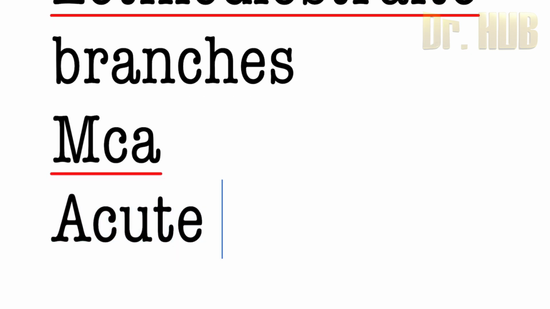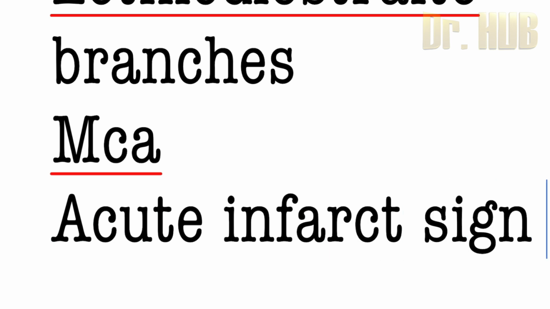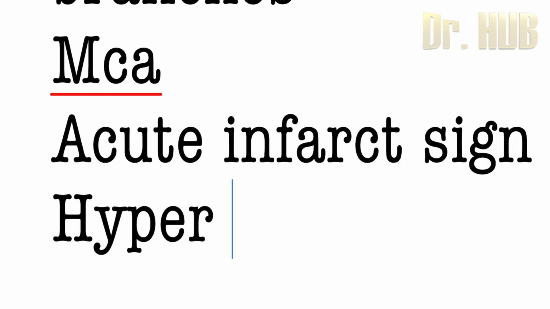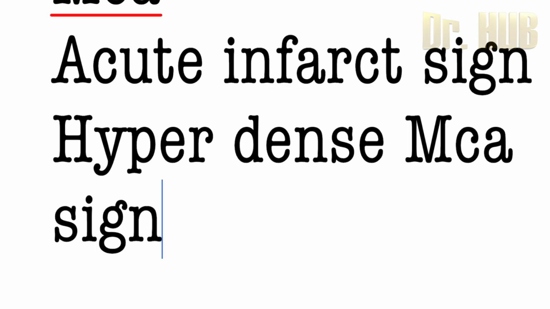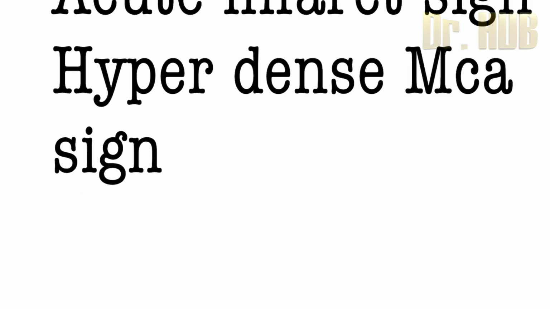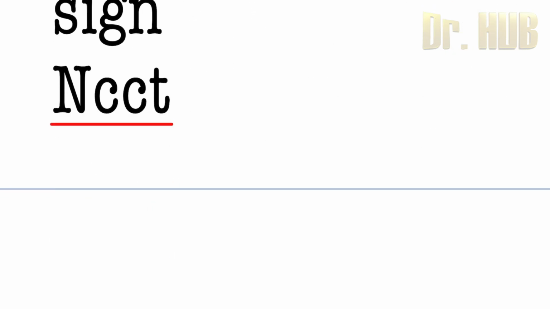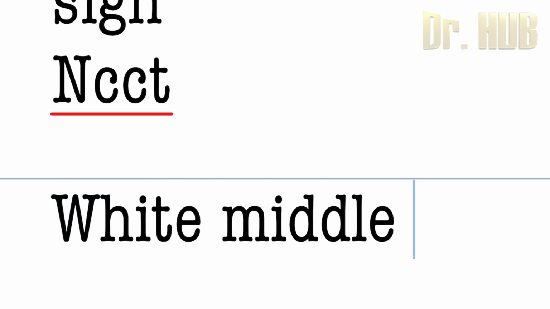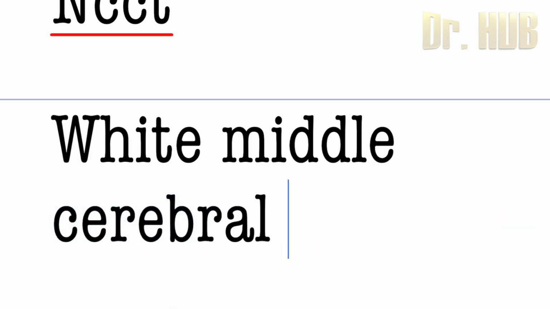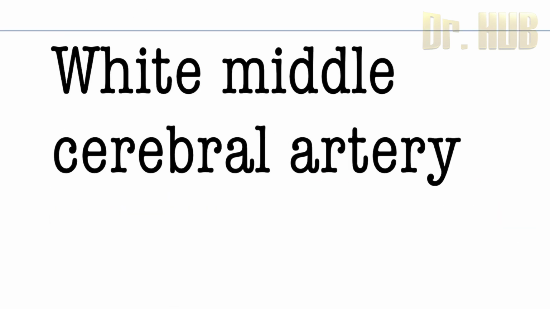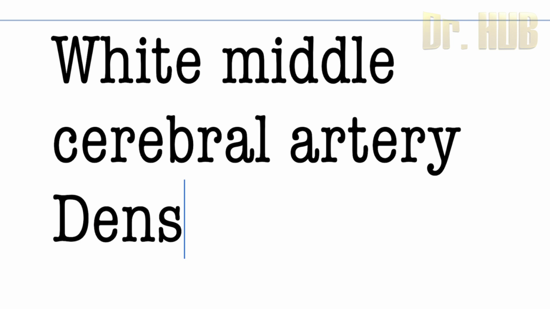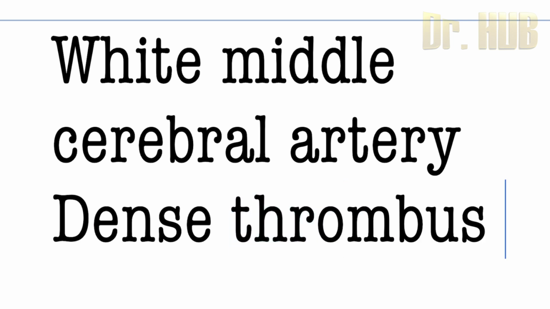Now what about the acute infarct signs? The acute infarct signs include the presence of the hyperdense MCA sign. The hyperdense MCA sign is seen on NCCT. NCCT shows a white middle cerebral artery, and also a dense thrombus within the vessel.